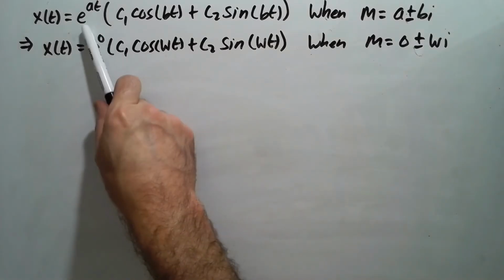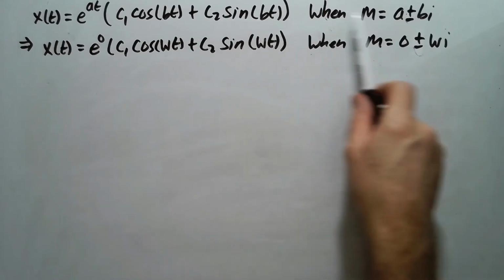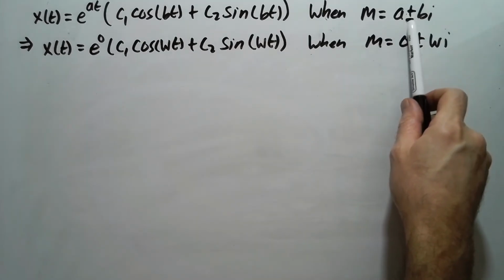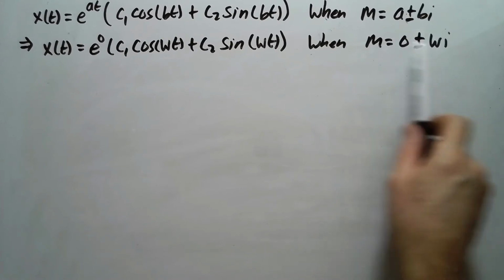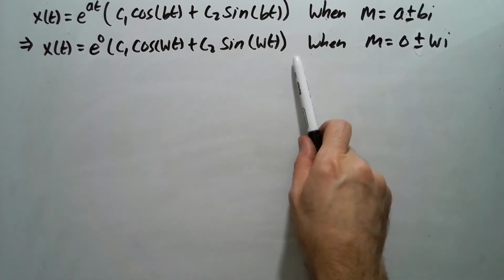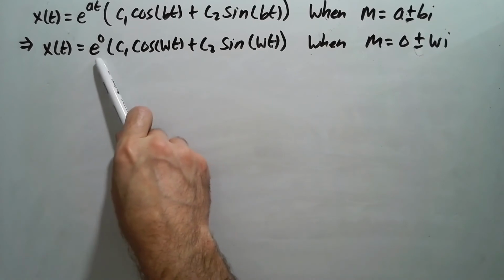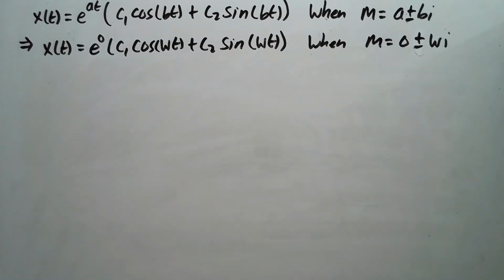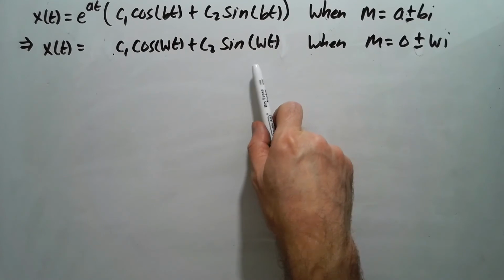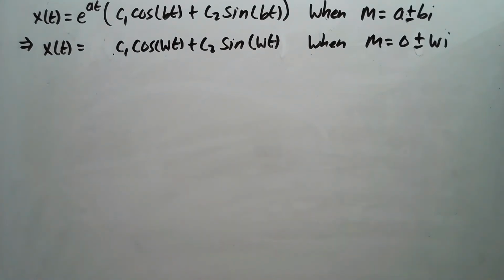Okay, so again we have our solution looks like this when our m equals a plus or minus bi. In our case our a is 0 and our b is w, so it's going to be this then. And e to the 0 is 1, so this will just disappear. So let's take that away. So this is the solution then of our differential equation, and that differential equation was modeling the spring oscillating up and down.